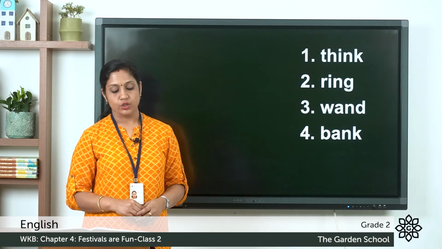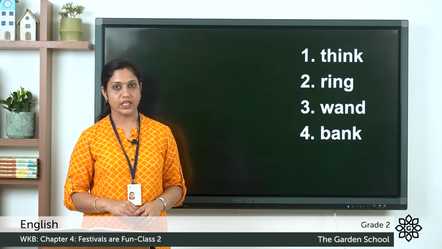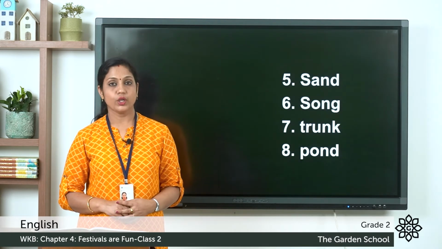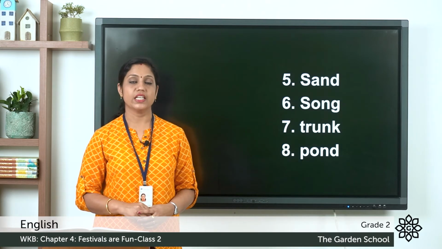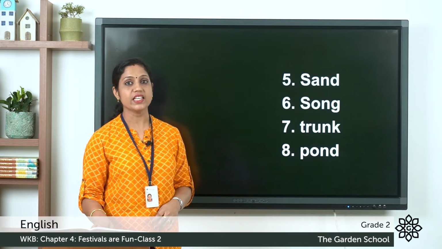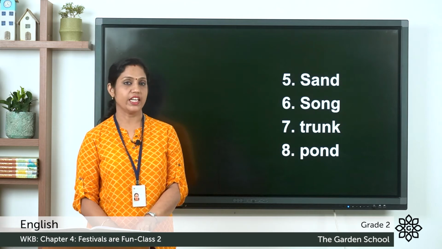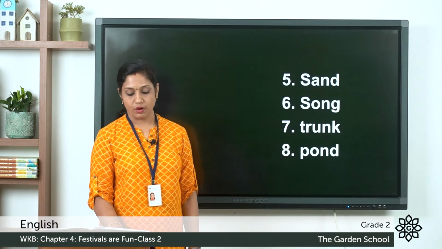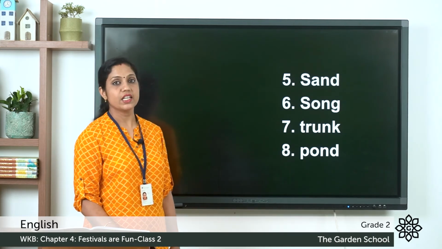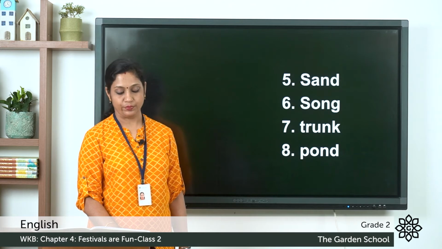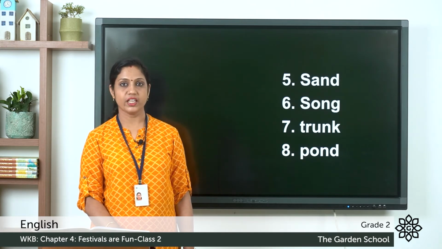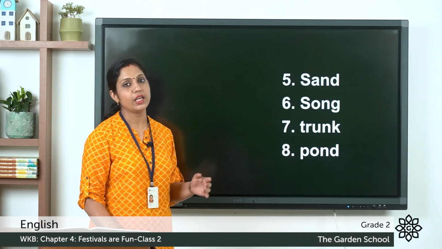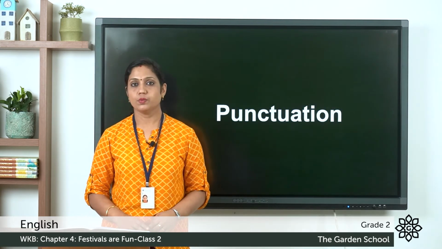The fourth one, you keep or take out money from here. It is bank, BANK. Fifth, you will find this on a beach. It is sand, SAND. You sing it, that is song, SONG. Seventh, a metal box used to store things, that is trunk, so TRUNK. Last one, frogs live here. Where do frogs live? Frogs live in the pond, so it is POND, pond. Let's move on to our next page.